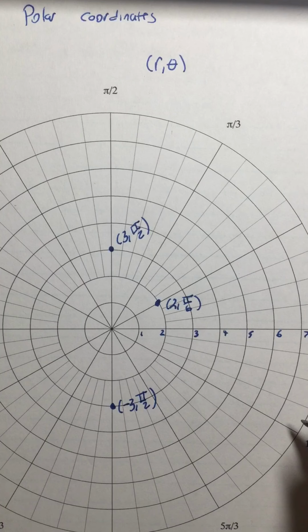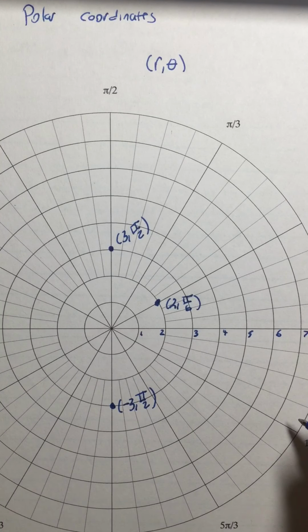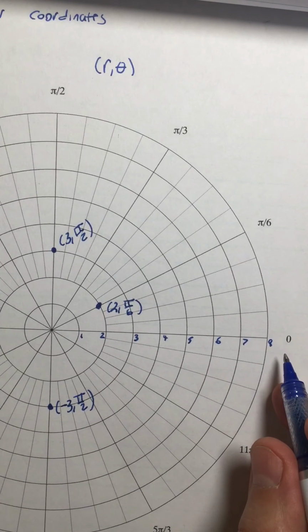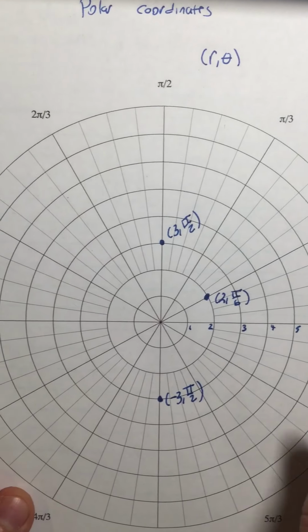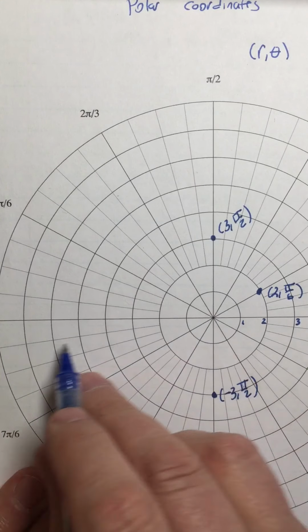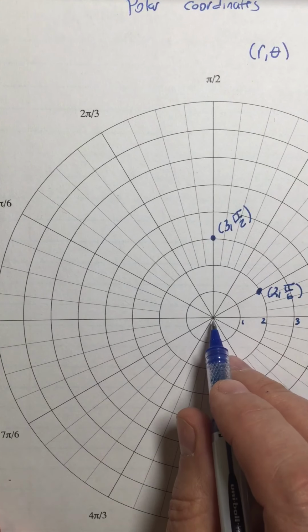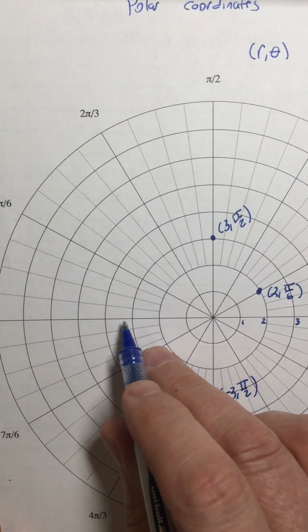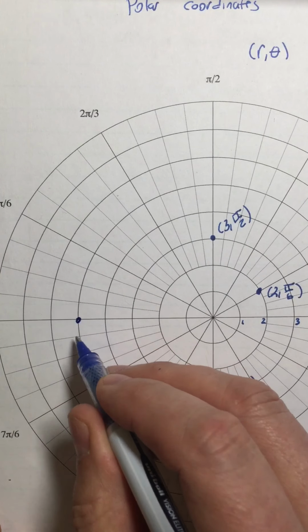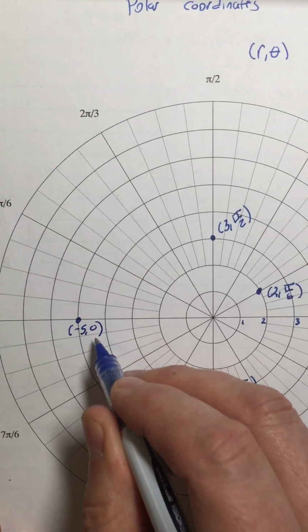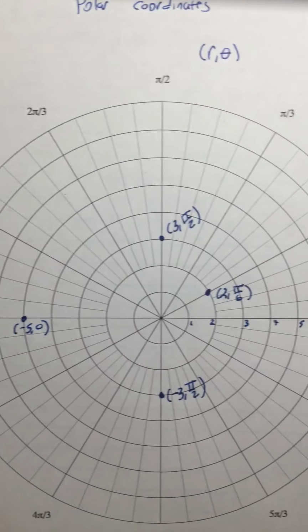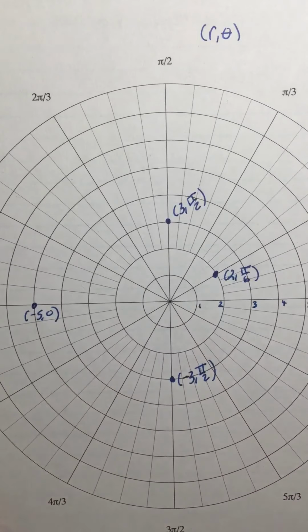Where's (-5, 0)? Here's our angle 0. Negative 5 means we're going to go 5 units in the other direction, opposite the origin. 1, 2, 3, 4, 5. Here's the point (-5, 0). And yes, we still call the point at the middle the origin.